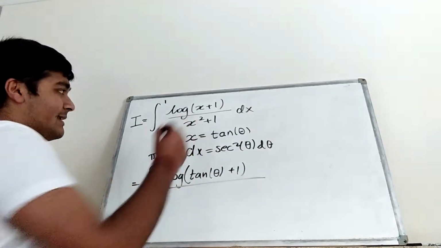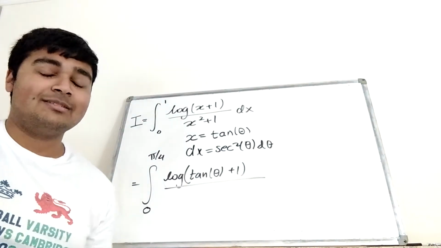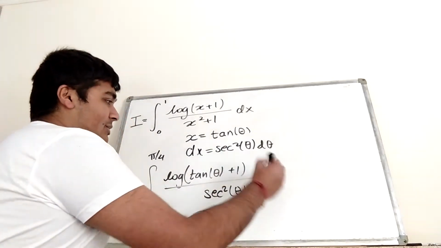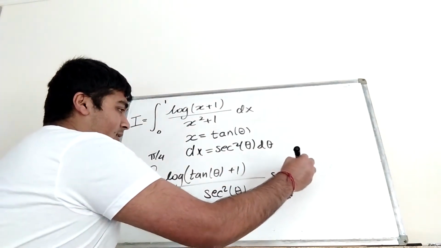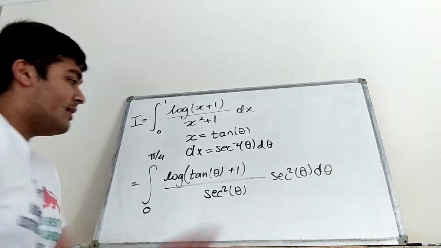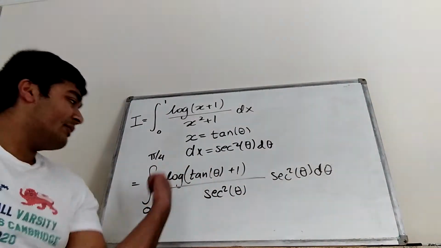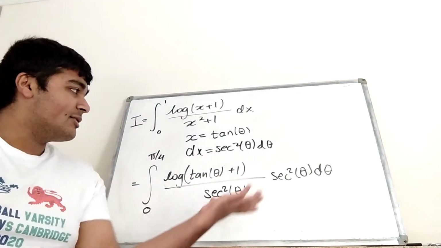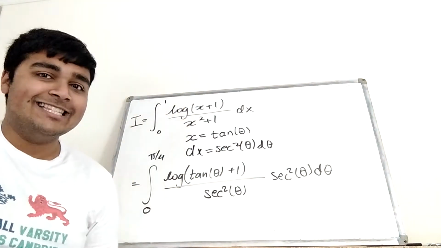And on the bottom, like I said, I get x squared plus 1, which is tan squared theta plus 1, which is secant squared theta. And then our dx becomes secant squared theta d theta. So all of a sudden, this thing and this thing cancel, and we're just left with the integral from 0 to pi over 4 of log(tan theta + 1). Let me rub this off, we'll bring this up to the top and continue.